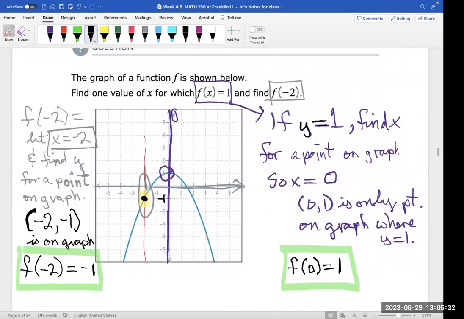So in this first case here, they're telling you, hey, the Y output is 1, find the X. In this case over here, they're telling you the X is -2, and so your mission is to find the Y. And that would be this point over here.